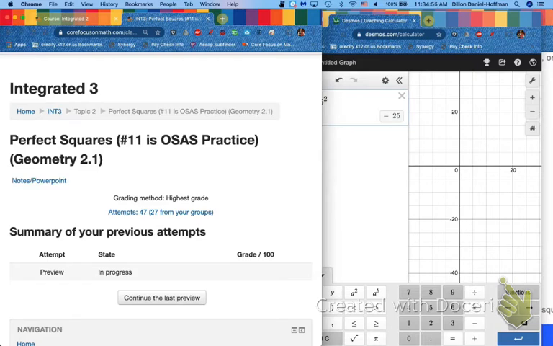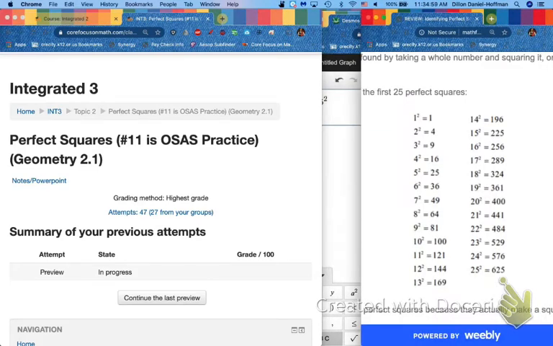All right, so perfect squares. What is a perfect square? Well, I have pulled up over here in some notes the first 25 perfect squares. So if we have a number, in this case 1, and we multiply it by itself or we square it, the number that we get is the perfect square. So 1, 4, 9, 16, all the way down to eventually 25 squared is 625.